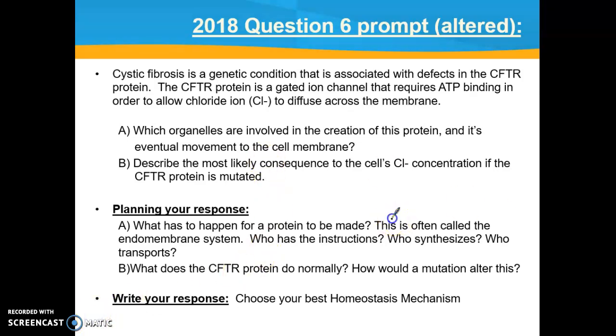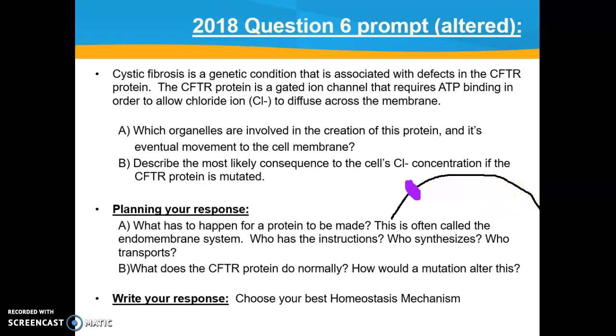So let's think about this. We have our cell membrane. I'm just going to draw a curve for the membrane. And then we have a protein in the membrane that uses ATP to transport chloride. So this is an active transport thing. Now, the first thing is talking about where this protein comes from. Obviously, the cell is going to be making this protein. Think about the processes involved in making a protein.